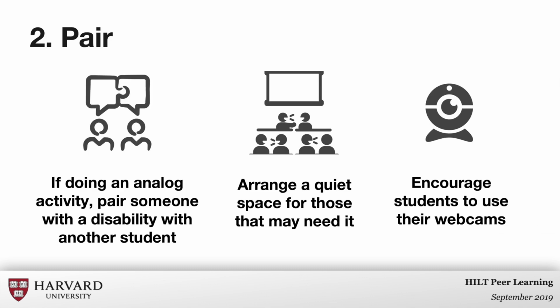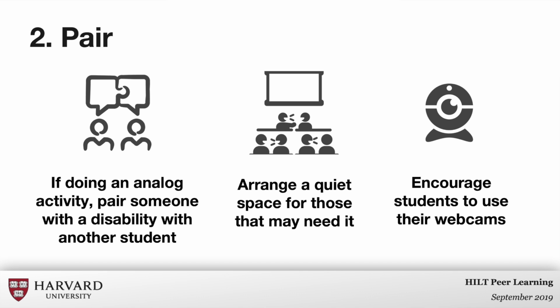The next thing is obviously the pair step. We mentioned a couple of these things earlier, so I'm going to go through them quickly. Arrange a quiet space for students that need it, so leaving the room, or maybe there's a room nearby that's empty. And then of course, encourage students that are in the web conference to use their webcam so that there can be lip reading. But the other thing is that if you are doing an analog activity, something that's not digital, so paper, and you know that you have a student in the room that has a disability that has disclosed it, do your best to pair them with a student that not only does not have that same disability, but that's prepared to help them.